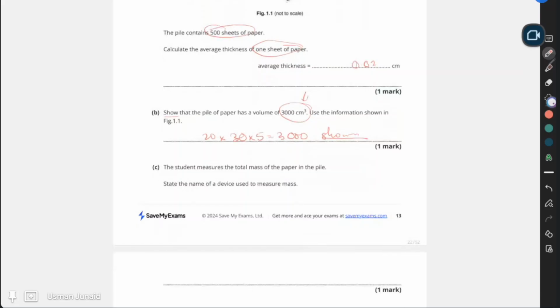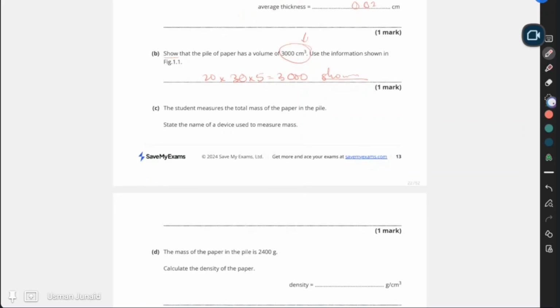The student measures the total mass of the paper in the pile. State the name of the device used to measure mass. What device is used to measure mass? It's called a balance. You have this thing, right? This apparatus, which is used to measure different types of objects. Yes.